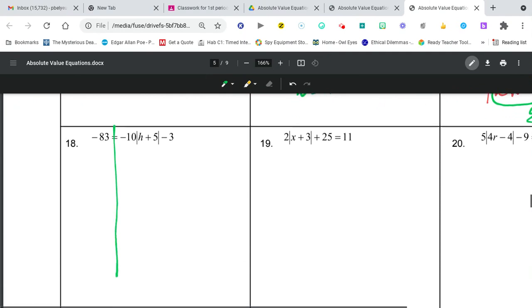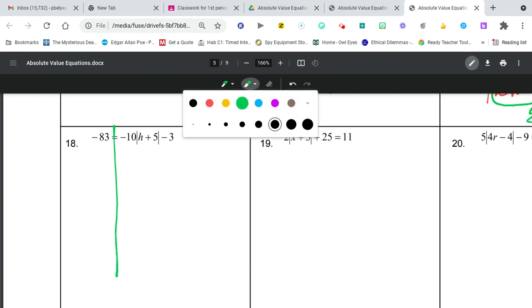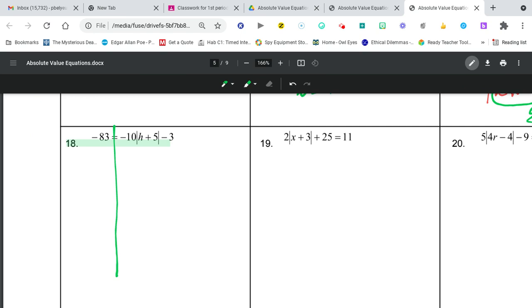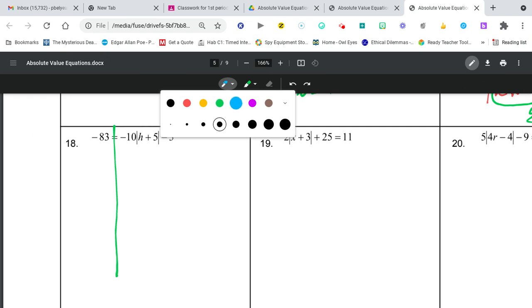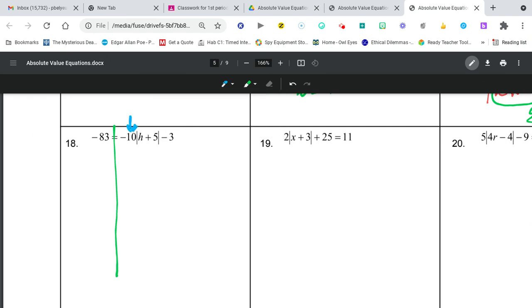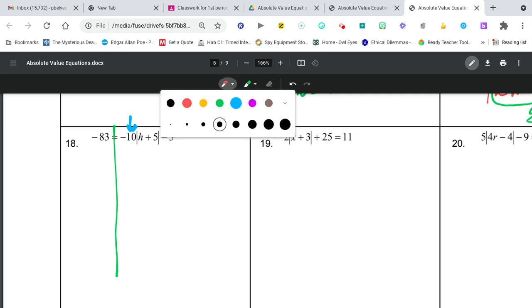All right, let's take a look at 18. In 18, there is some stuff on the outside. You have negative 10 on the outside. You have negative 3 on the outside. But you're trying to solve for the absolute value of h plus 5. That's what you want by itself. So what's farther away or not attached to the absolute value of h plus 5? Well, that would be the minus 3. I would get rid of that one first by changing the sign.